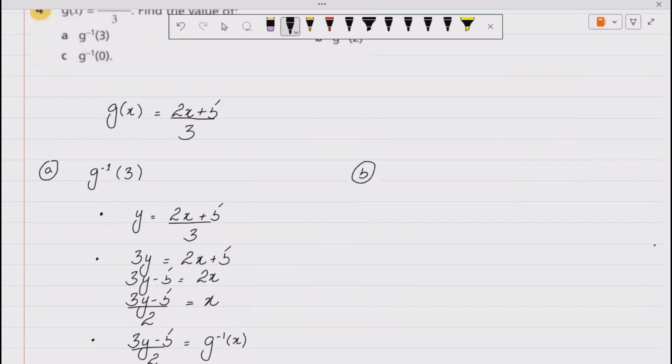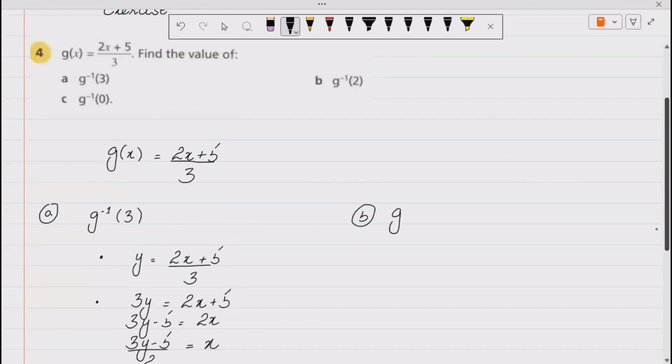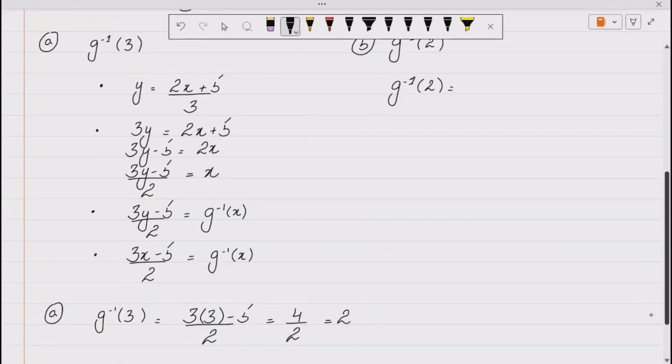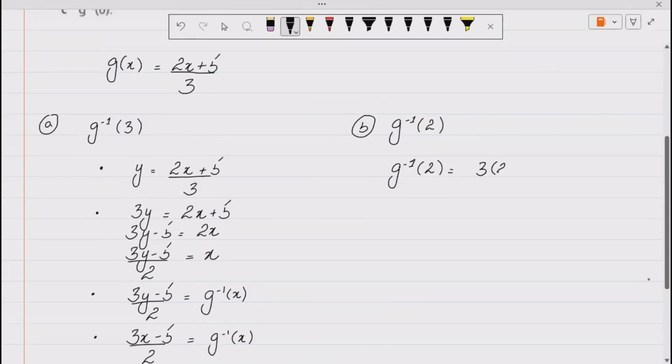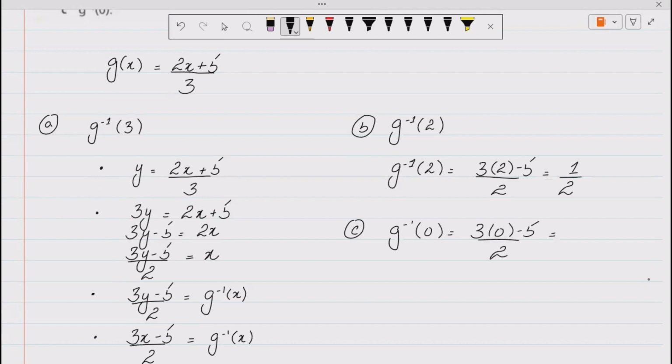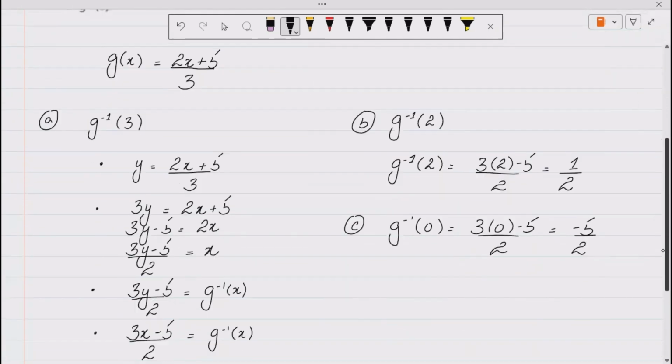For part B, we have to find g inverse of 2. We already know g inverse is (3x minus 5) over 2. So 3 into 2 minus 5 over 2. It becomes 6 minus 5, which is 1, divided by 2. And part C is also easy. g inverse of 0: we have 3 into 0 minus 5 over 2, so it becomes minus 5 over 2. And this question is complete, both parts.